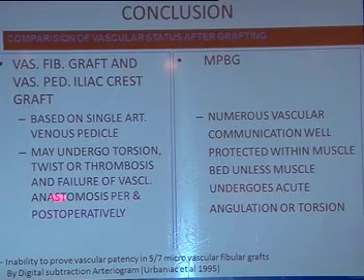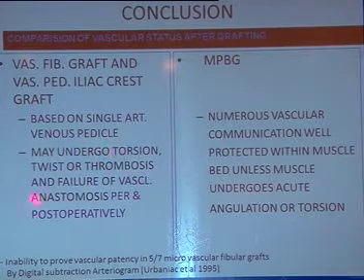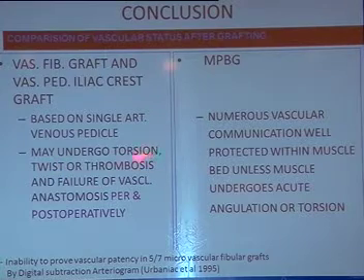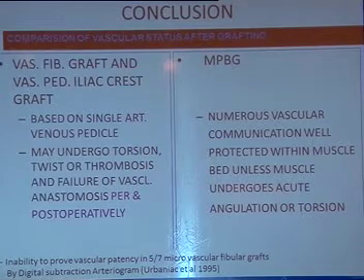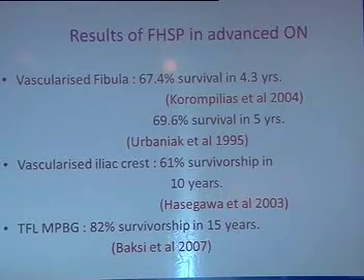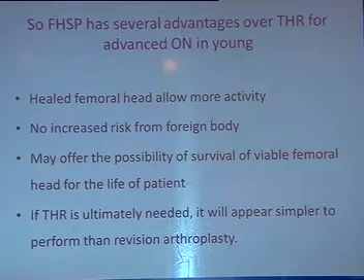Again, the vascularized fibular graft is based on a single artery that easily becomes compressed, and the vascular supply easily becomes blocked by torsion, twist, and thrombosis. Whereas there are numerous muscular and vascular channels in a muscle pedicle bone graft, which cannot be blocked. See, it is reflected by clinical parameters: 82% survivorship in comparison to 67% for vascularized fibula and 61% for vascularized iliac crest graft.